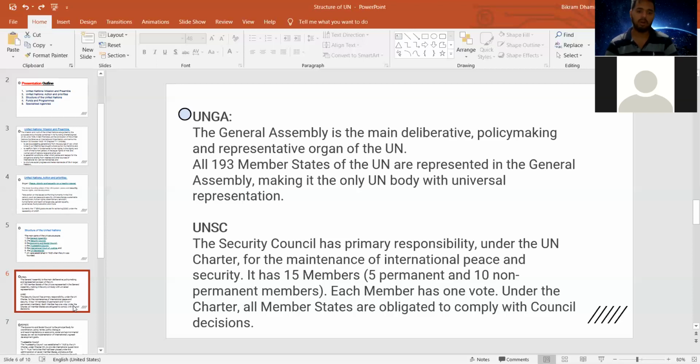Under this chapter, all member states are obliged to comply with the council decisions. So all the nations, whether from the United Nations General Assembly or around the world, are obliged, or forced, to obey the decisions formulated by the United Nations Security Council, because they hold veto powers and they are the global superpowers, and if any actions are taken by them, then the world should just accept those decisions.